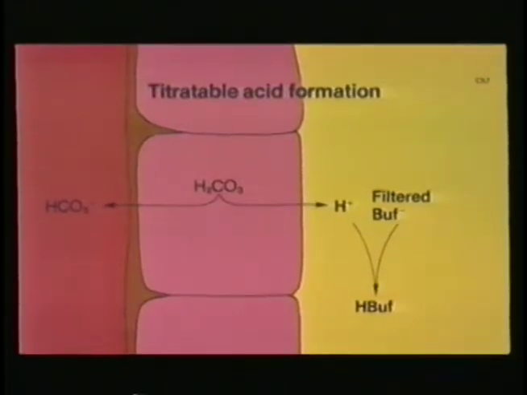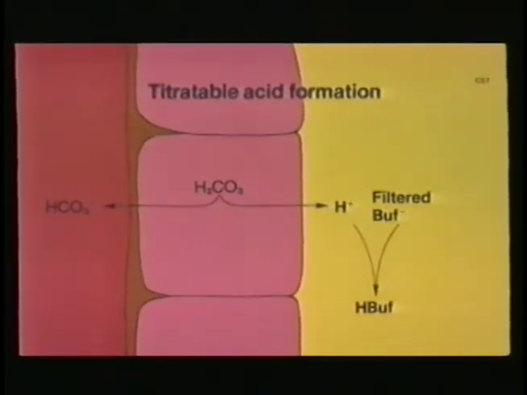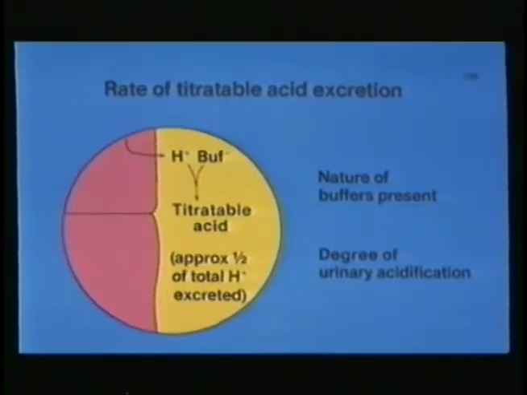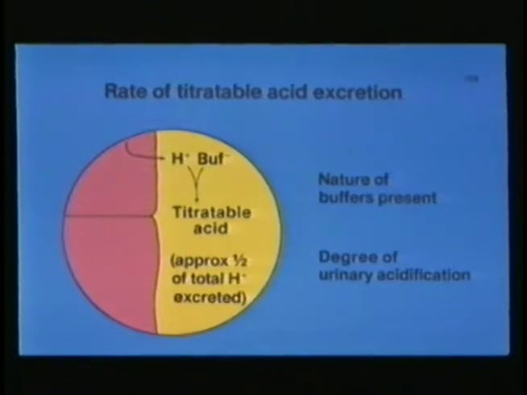57. The term titratable acid refers to the amount of hydrogen ion present in the urine in combination with the base components of all filtered buffer substances that are destined for excretion. 58. The rate at which urinary buffers convey secreted hydrogen ions into the urine is an interdependent function of 1. The nature of the various buffers present, and 2. The prevailing degree of urinary acidification. Normally, about 1/2 of the total amount of hydrogen ion excreted is in the form of titratable acid.